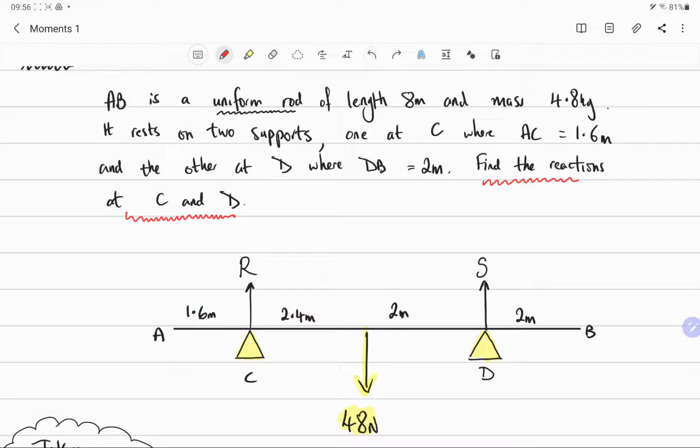So it tells us that there is a support at C where AC is 1.6. So you draw a support here, something holding up the rod, and call it C, and it tells us that the distance AC is 1.6. So that's how you have 1.6 there. And you know then that this is 2.4 because this is half of the rod, and half of the rod is 4 meters. So that's just whatever's left to bring up to 4 meters.